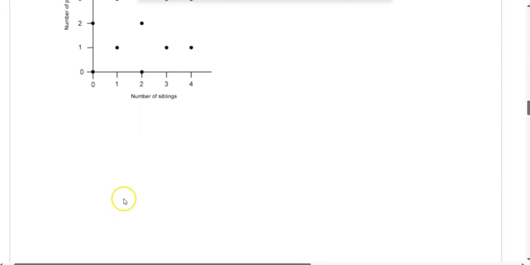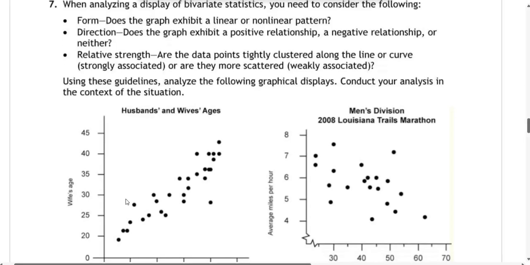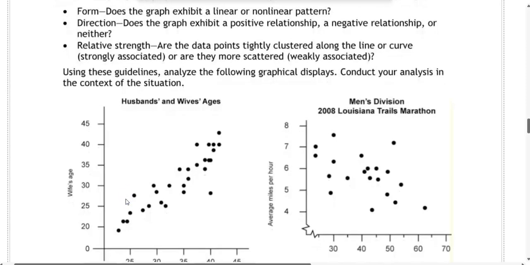All right. So now, when analyzing a display of bivariate statistics, remember from last semester, bivariate statistics means that there are two variables in my statistics. You need to consider the following. Form: does the graph exhibit a linear or nonlinear pattern? Direction: does the graph exhibit a positive relationship, a negative relationship, or neither? Relative strength: are the data points tightly clustered along a line or curve, strongly associated, or are they more scattered, weakly associated? Okay, so using these guidelines, analyze the following graphical displays.